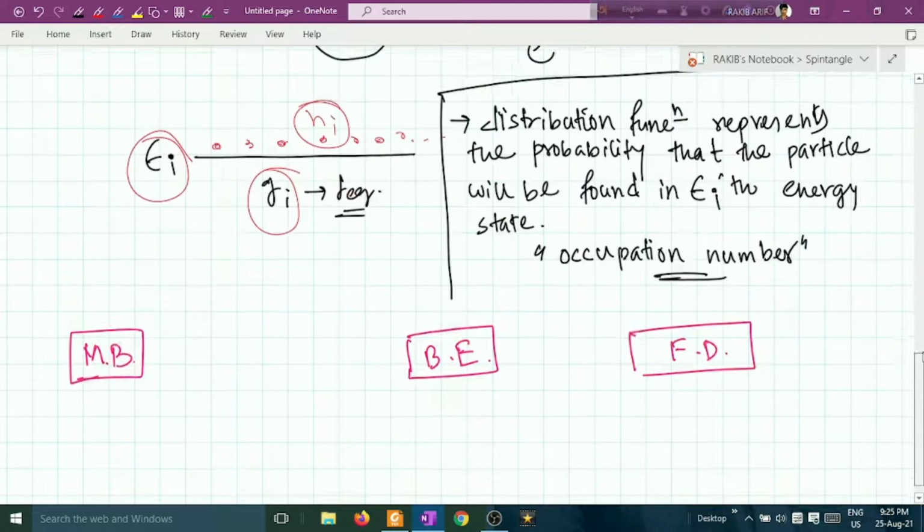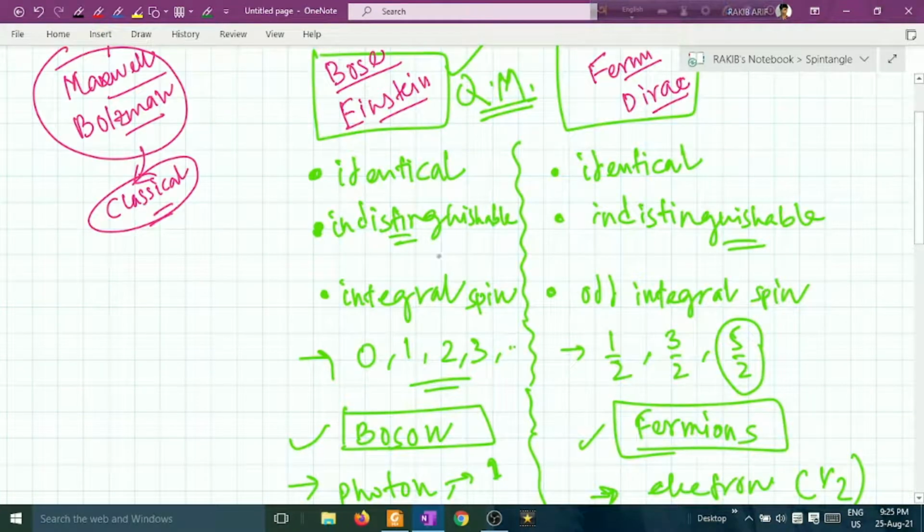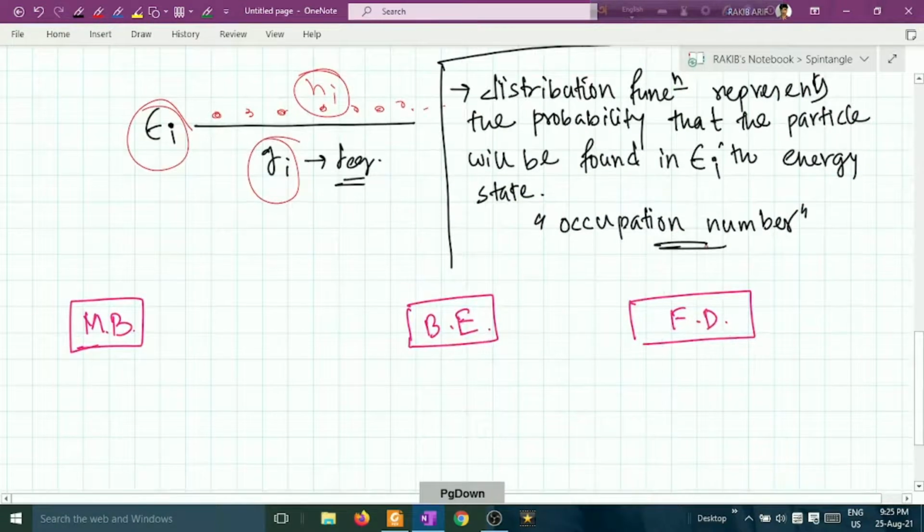I'll write one thing about the difference between Fermi-Dirac and Bose-Einstein: Bose-Einstein does not obey Pauli's exclusion principle, and Fermi-Dirac statistics obeys Pauli's exclusion principle.